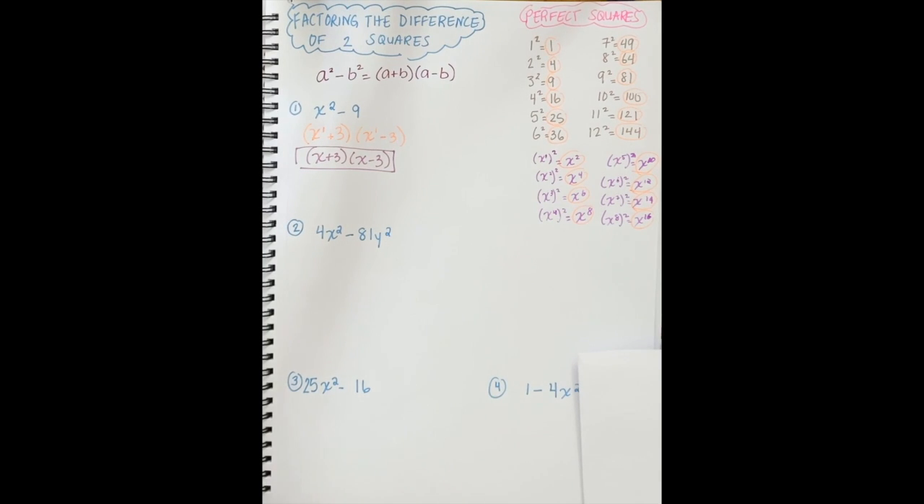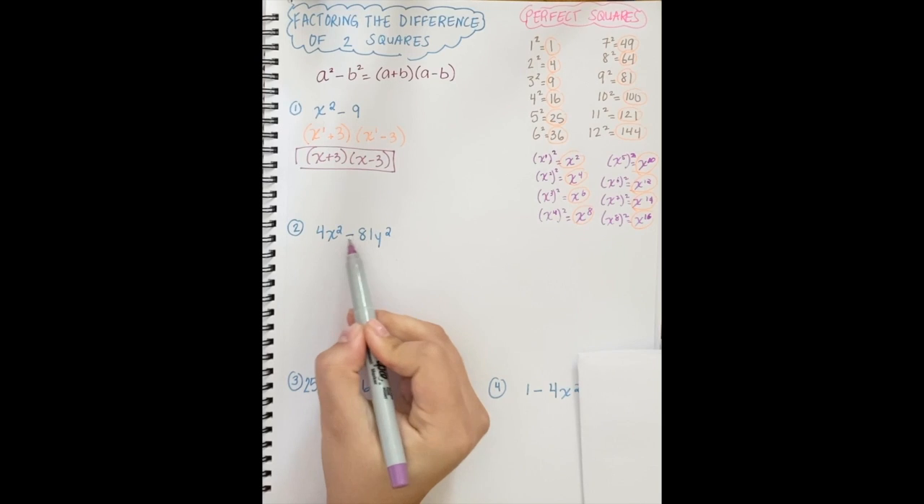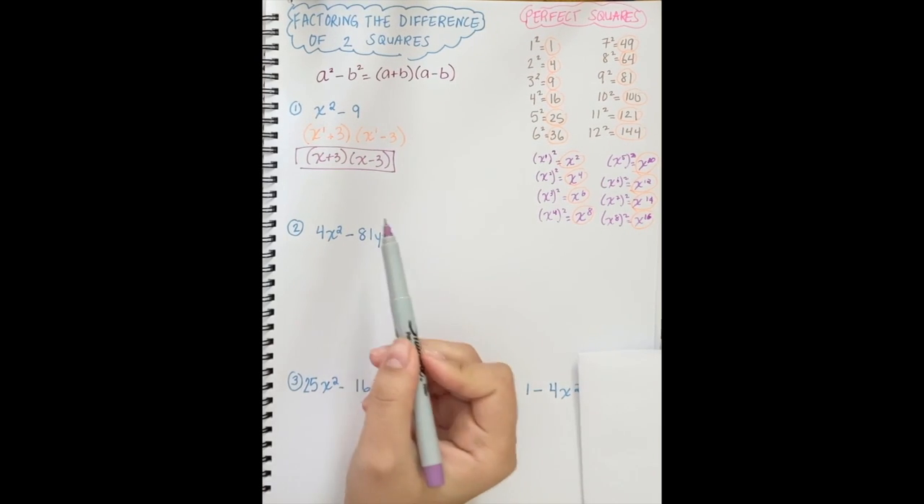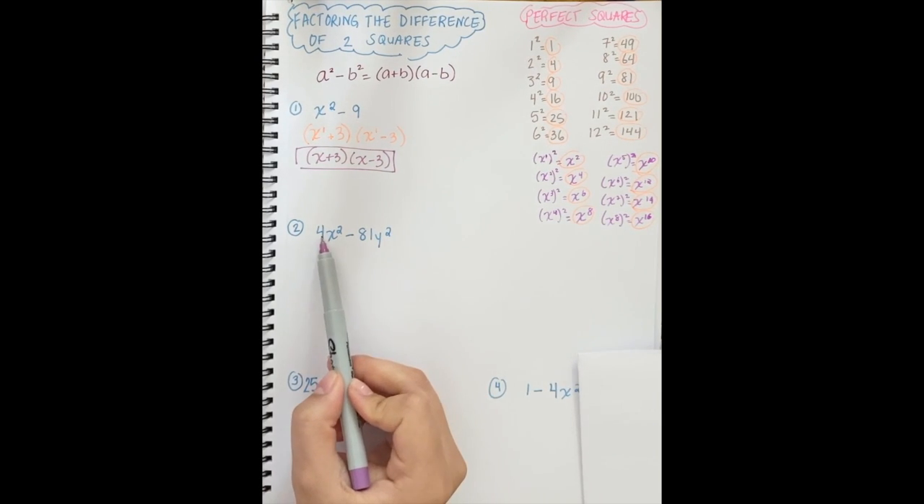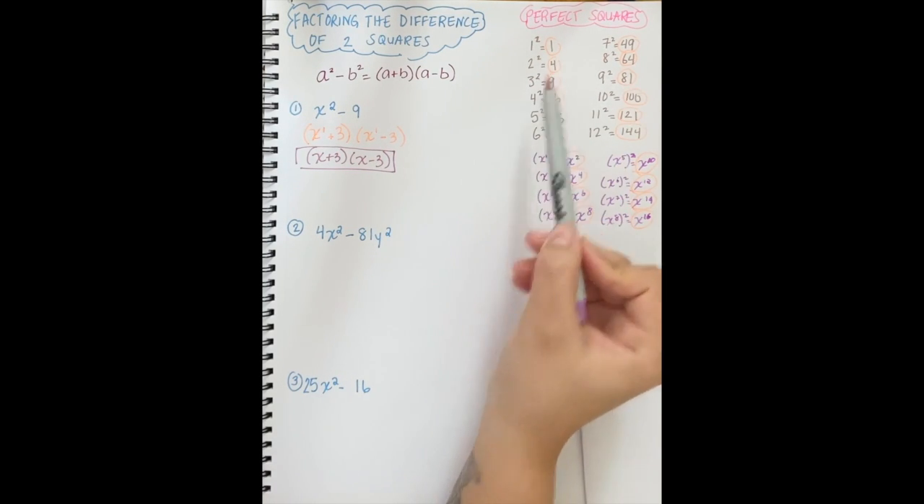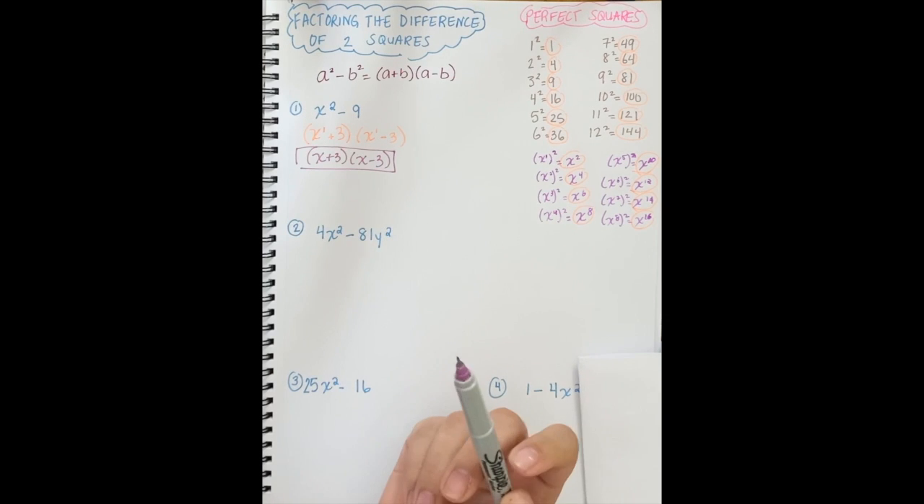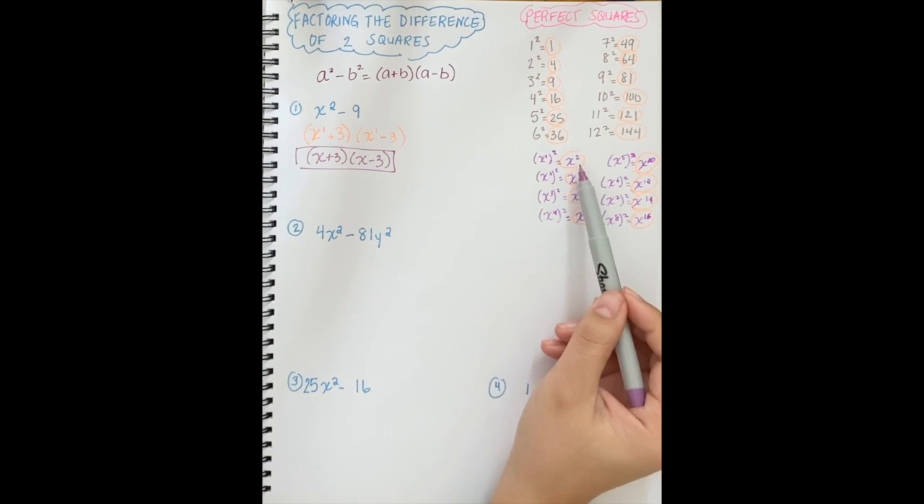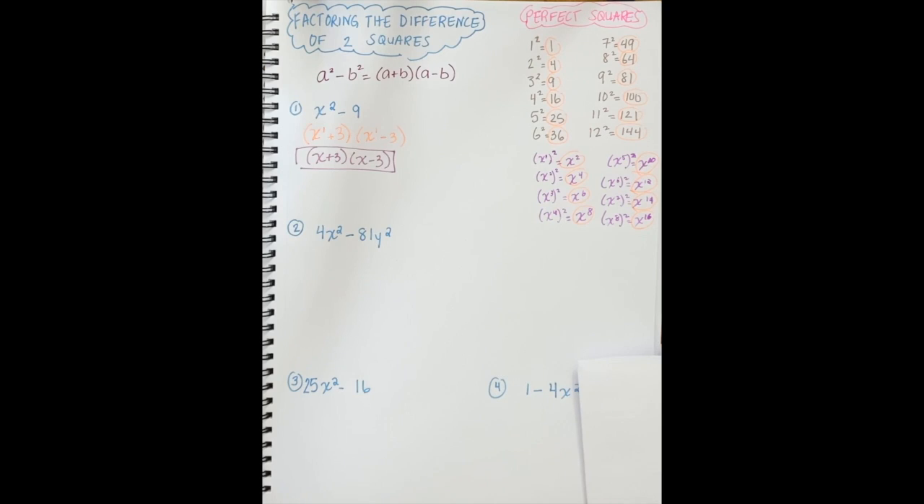Next, we'll do example 2. And remember, you can only do this if it's the difference, meaning subtraction, of two perfect squares. So we have to ask ourselves, are 4 and 81 perfect squares? Yup, they're on our list. Are x squared and y squared perfect squares? As long as the exponent of the variable is even, it is a perfect square.